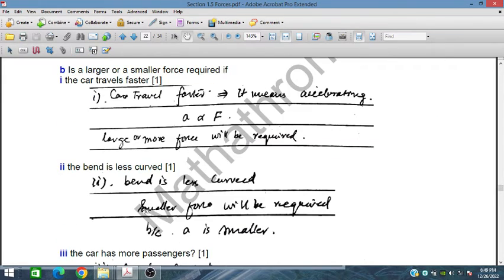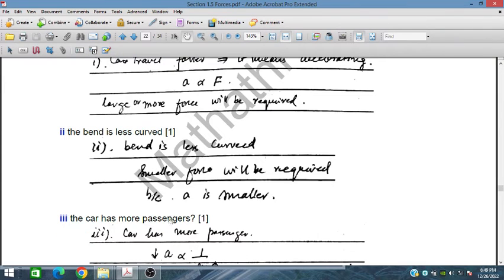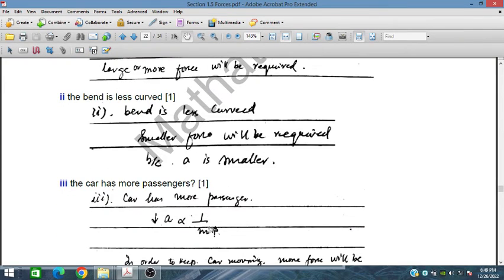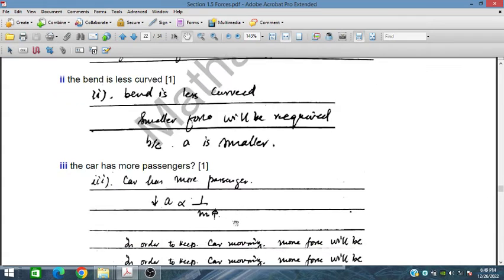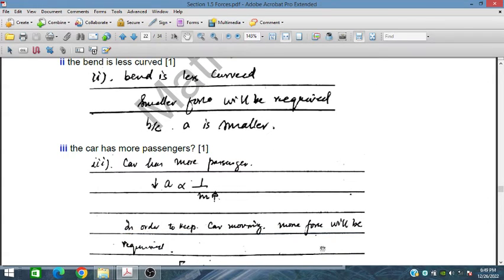Is a larger or smaller force required if the car travels faster? A car traveling faster means greater acceleration, so more force will be required. If the bend is less curved, a smaller force will be required because a is smaller. If a car has more passengers, with more mass, acceleration will be lower, so in order to keep the car moving, more force will be required so that acceleration can be increased.